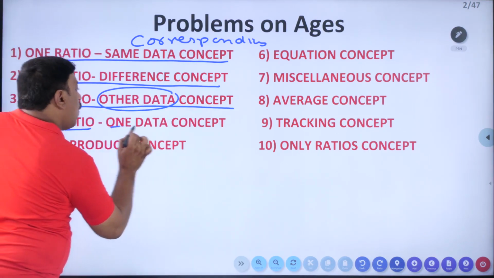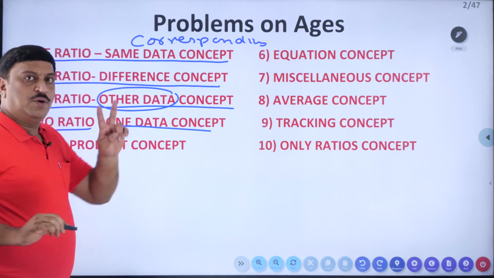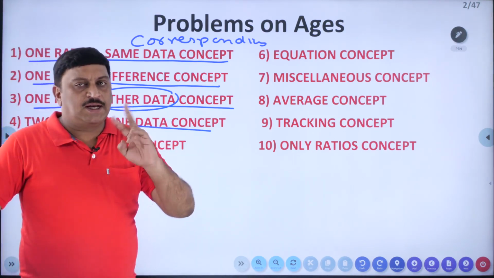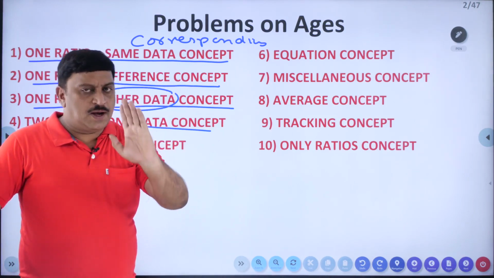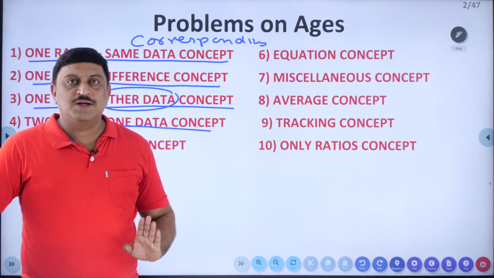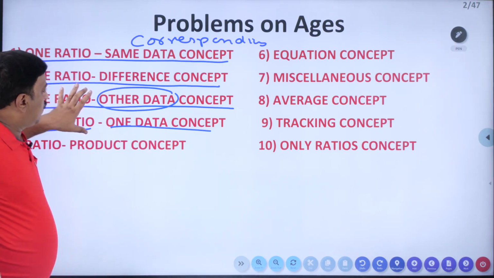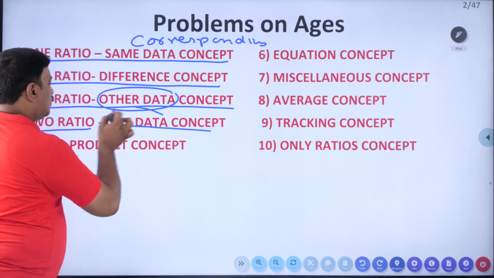Then the two ratios, one data concept. Two ratios will be given and one data will be given. The data may be somewhere, but one data must be there. Understood? And the prime concepts are this one only.